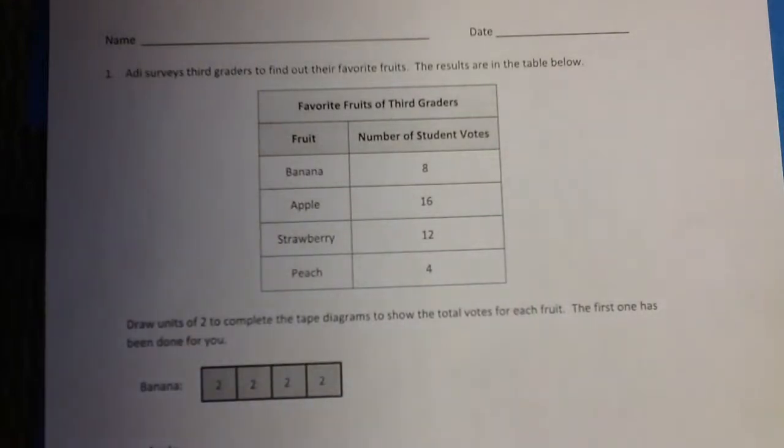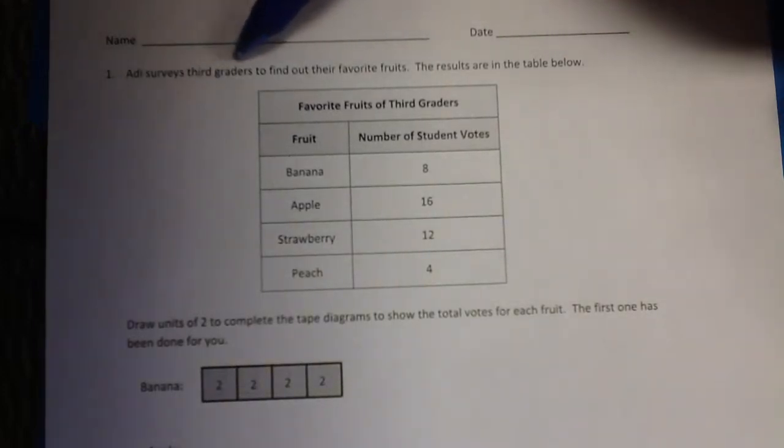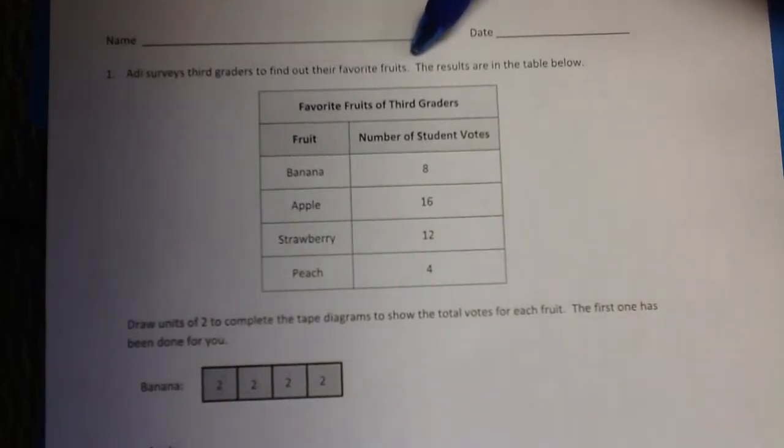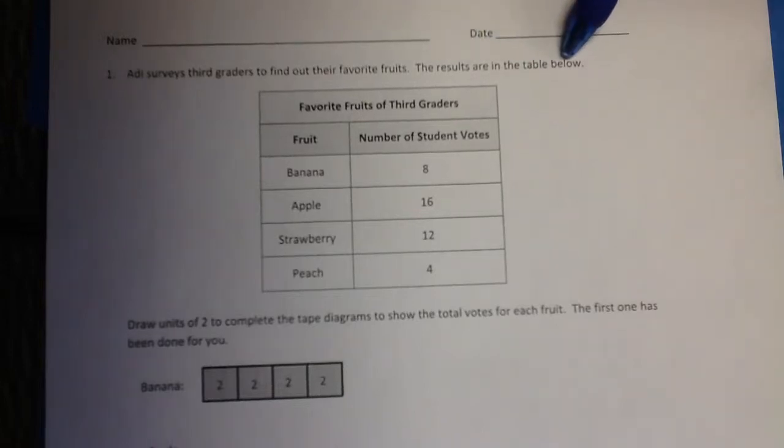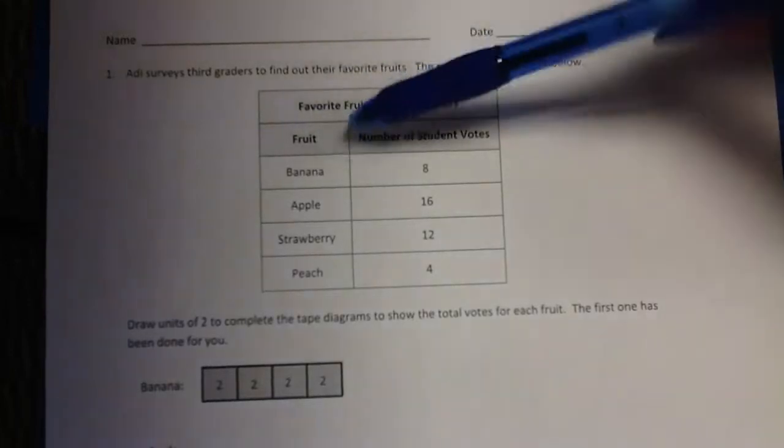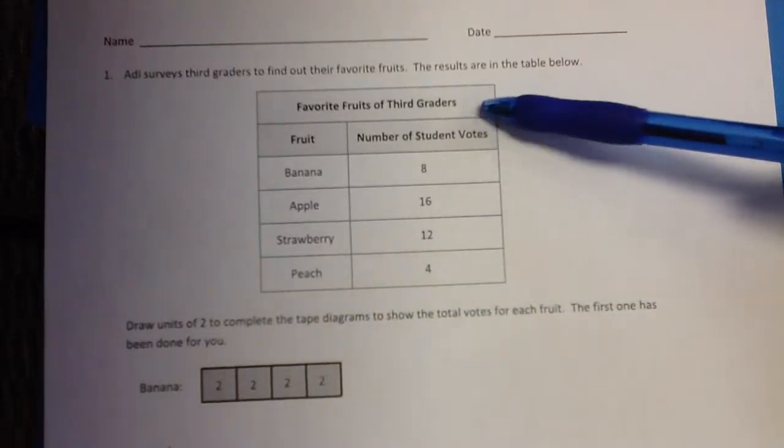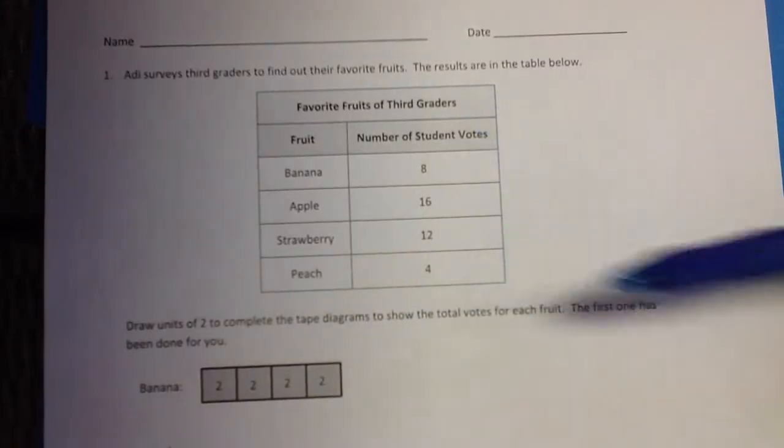Hey guys, we're going to do lesson 2 of our assignment here, and it talks about Addie surveying third graders to find out their favorite fruits. The results are in the table below. So we have where it lists our fruits going down the side here, then it talks about the number of students.